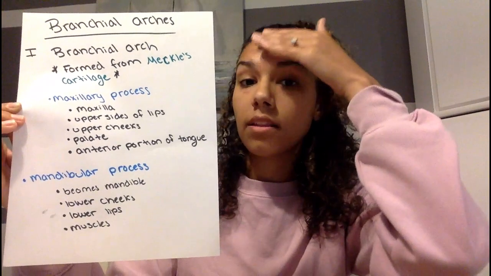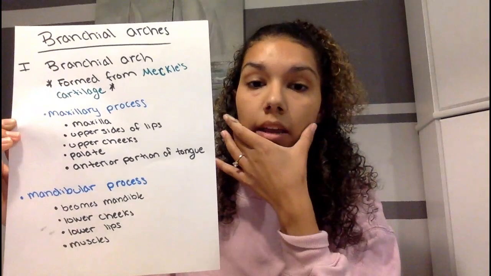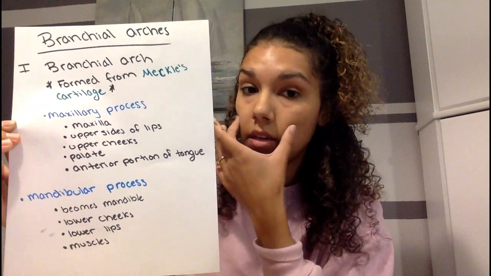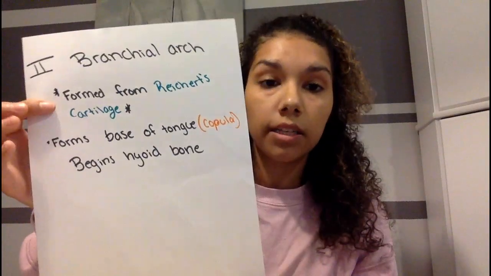So again, we're moving down the face from the frontal process, and as that's formed, then we're going to start getting the next part of our face, the maxillary and the mandible. First branchial arch. Second branchial arch is formed from Reichert's cartilage.